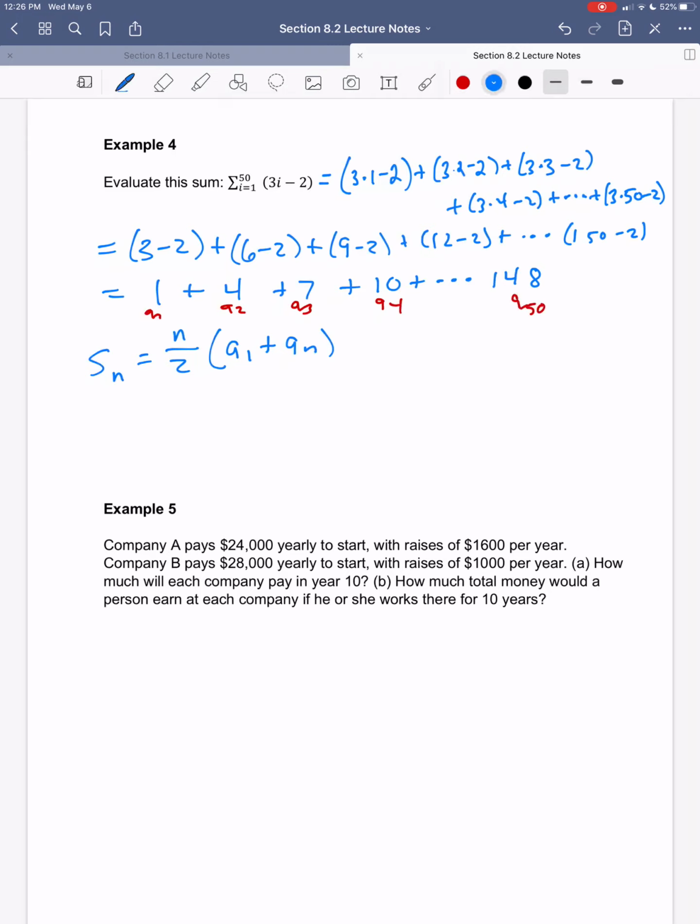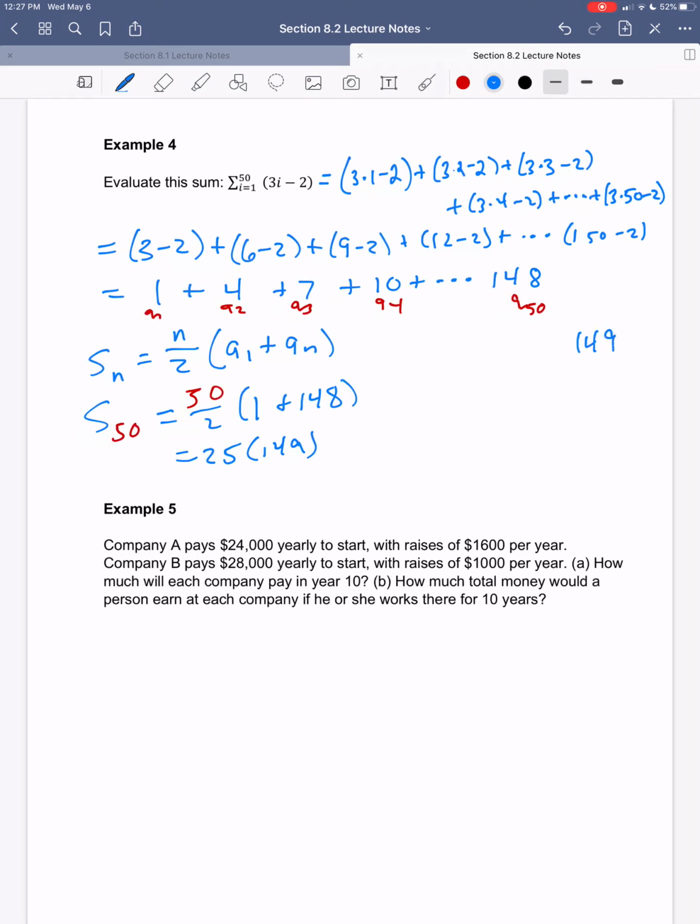So I want my sum of the first 50 terms. That's what this summation notation has us do. It has us go from 1 to 50. So it's going to be 50 over 2. A sub 1 is 1, a sub n is 148. So it's going to be 25 times 149.